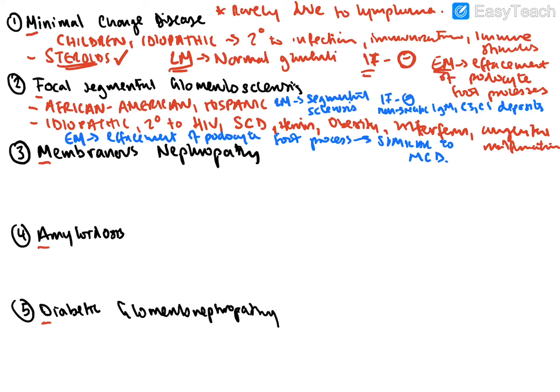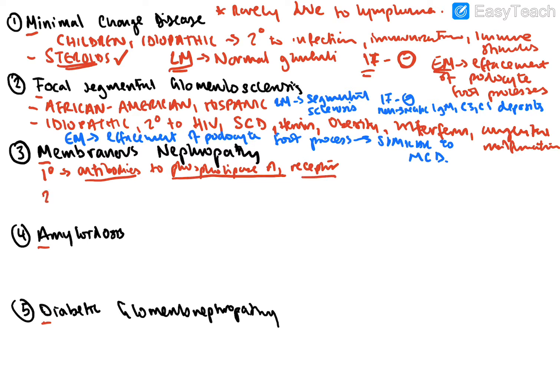Now let's go to membranous nephropathy, also known as membranous glomerulonephritis. But in the interest of nephrotic syndrome, we will keep it as membranous nephropathy for now. It can be primarily due to antibodies to the phospholipase A2 receptor.